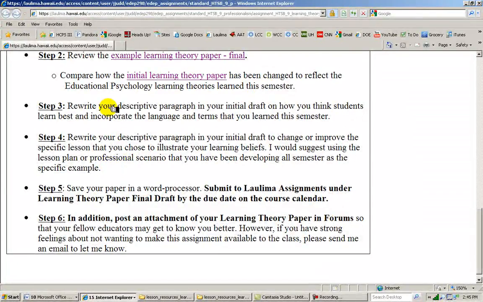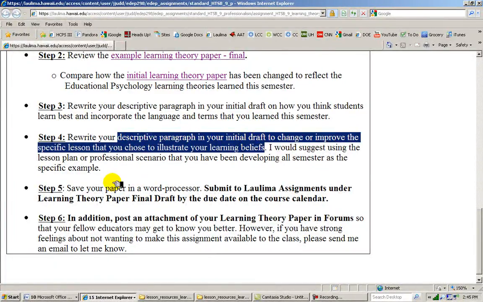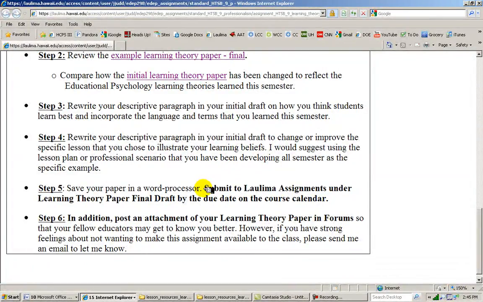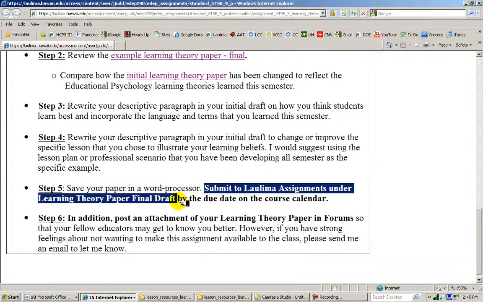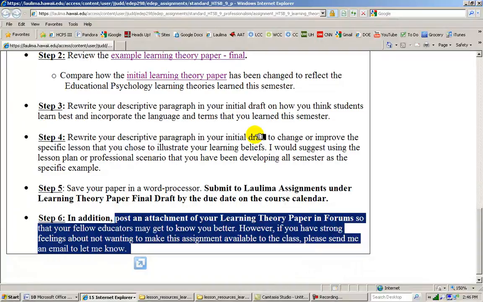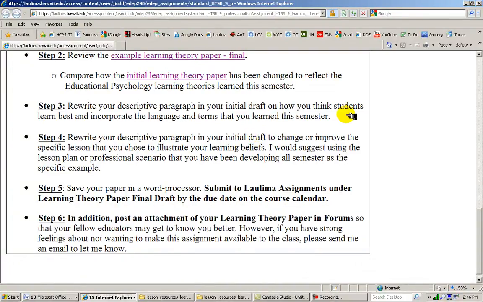So you're going to rewrite the descriptive paragraph and rewrite the lesson plan paragraph, and then save these in a word processor and submit it to La Lima assignments under learning paper final draft by the due date in the course calendar. Then also post again an attachment of that learning theory so we can see how your ideas have changed. And that's it.